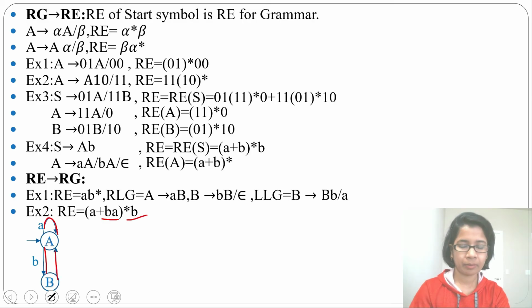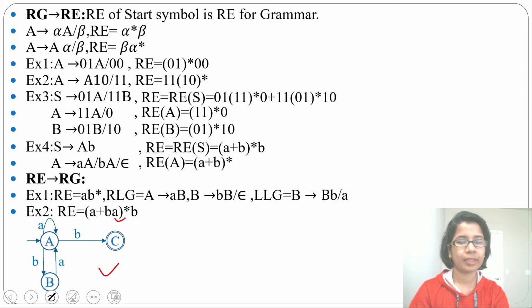Then there is another b. So create another state C, and that will be the final state. From state A by b it goes to state C. Now this is the finite automata for this regular expression. Now you can easily find the right linear grammar and left linear grammar.